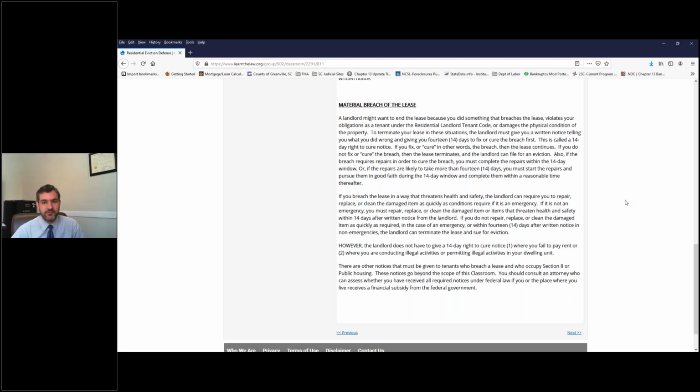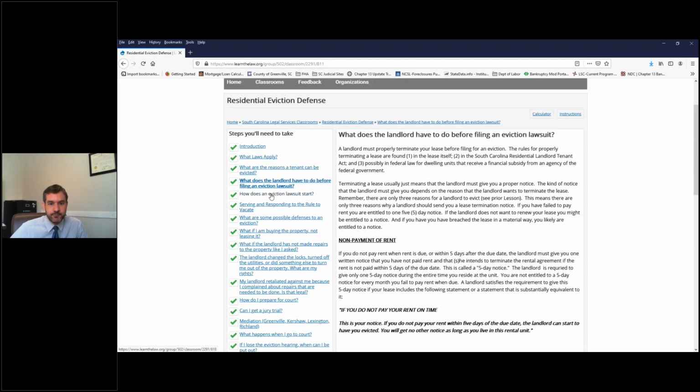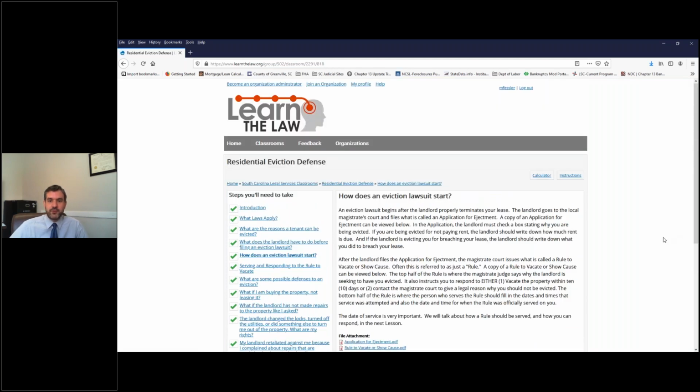The landlord does not have to give the 14-day notice for non-payment of rent, or if you are conducting illegal activities or permitting illegal activities in the dwelling unit. So those are the notices required under state law. Federal law also has some additional notices for people who occupy Section 8 or public housing. Those notices are much more detailed than the ones required under state law and go beyond the scope of what we're presenting here in this classroom. So let's move on to how an eviction starts.